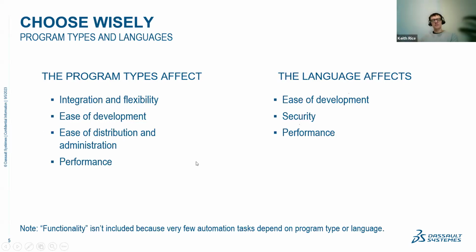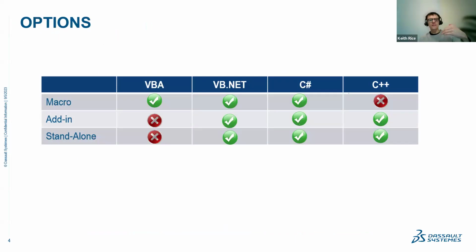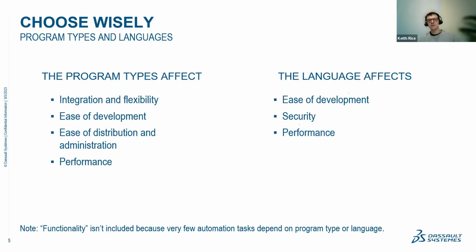So what does the program type affect? And then what does the language you choose affect? The program type, again, I'm talking about macro, add-in, standalone. That's going to affect the integration and flexibility, the ease of development, the ease of distribution and administration, and the performance. And we'll look at specifics of each of these. And then likewise, we'll see how the language affects ease of development, security, and performance.